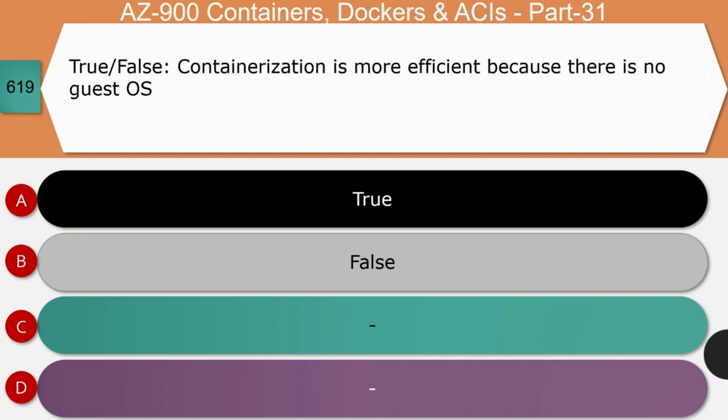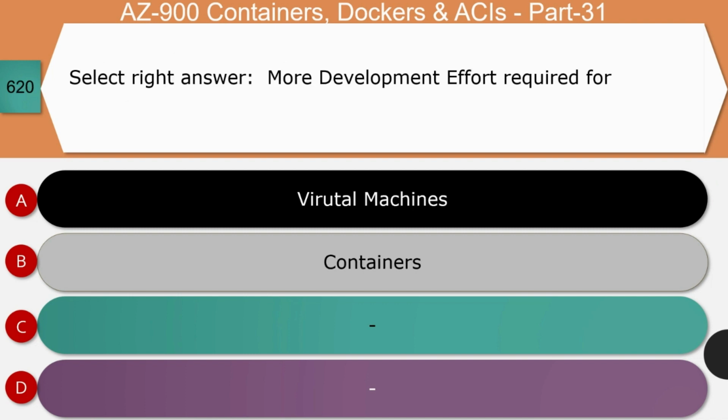Next question, true or false? Containerization is more efficient because there is no guest OS. Is it true or false? The right answer for this question is true. Let's see the reason. Containerization is more efficient because there is no guest OS concept, and containers use the host operating system and share relevant libraries and resources as and when needed, unlike virtual machines. And so true is the right answer.